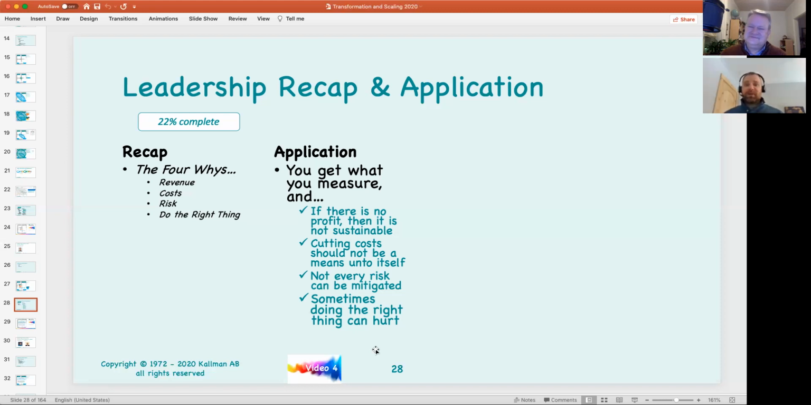Not every risk can be mitigated. We can't make decisions all the time to create a 0.00000% risk environment. We can't do it. The world is inherently risky as a place. So all we can do is try to do our best to make the right decisions at the right time, accepting the risks that we can know and putting ourselves in a position to respond to those that we end up discovering. And finally, sometimes doing the right thing can hurt.